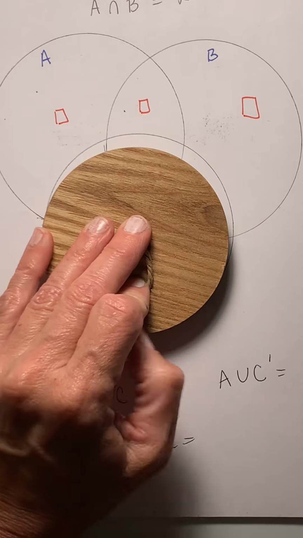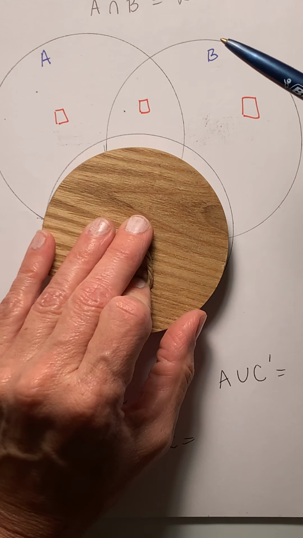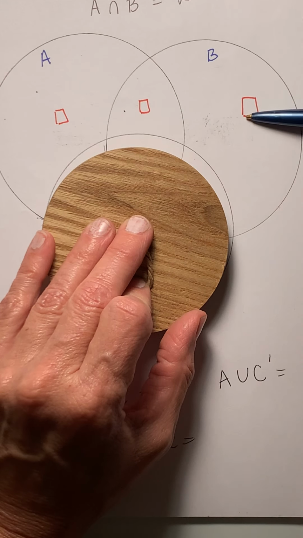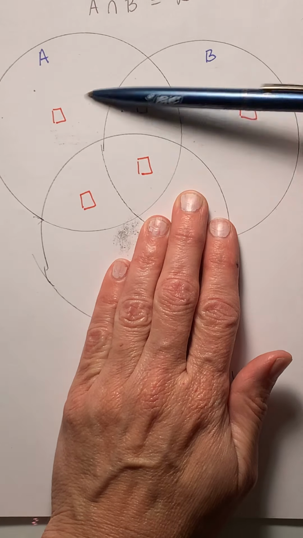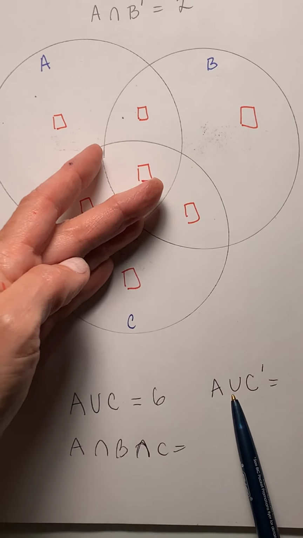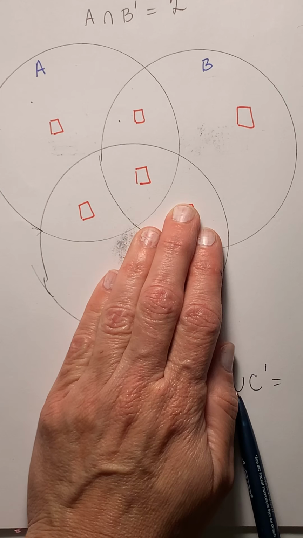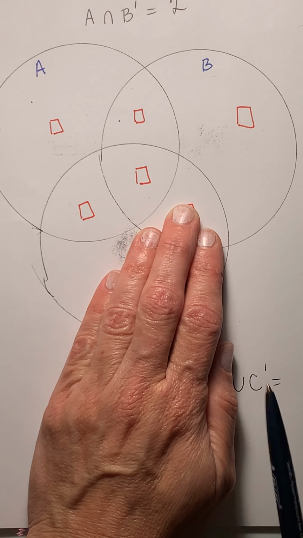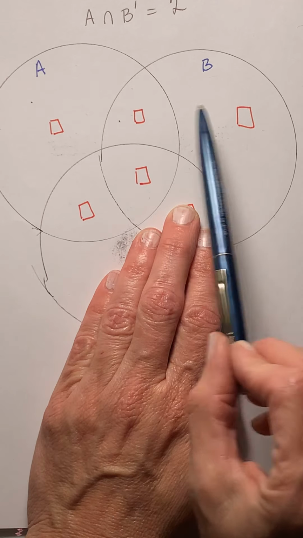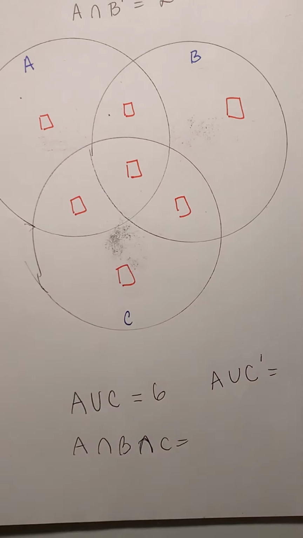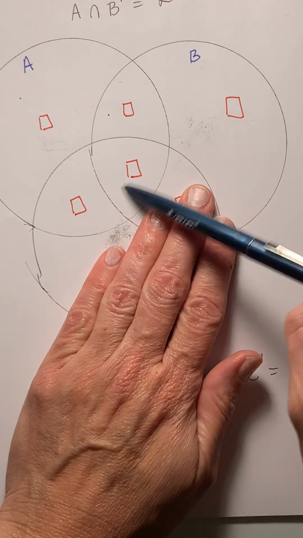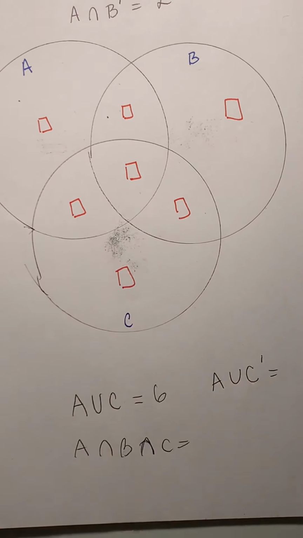Because not in C would be these three, and in A would be these four. Okay? And union means it can be in either set, either or. So it would be these three, because those are the ones that are in not C, added on to all four in A. Just don't count this one twice.